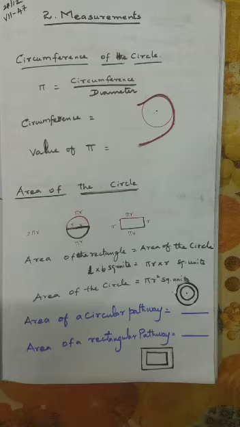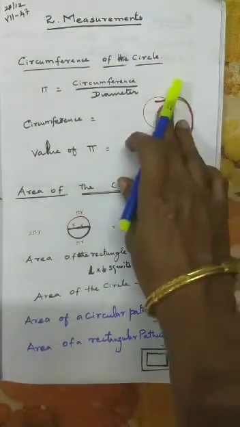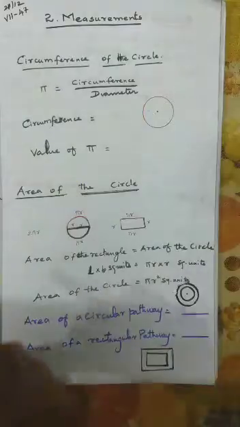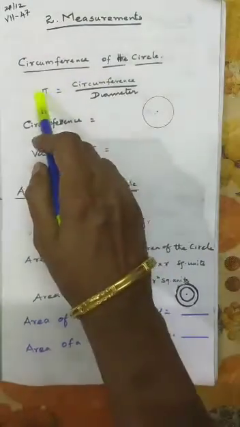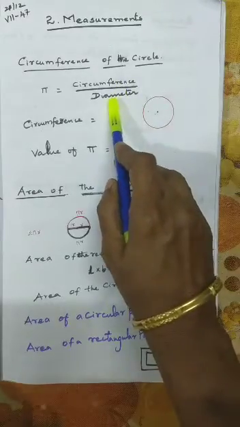In the last class we have seen measurements. In that measurements, what all have we studied? Yes, circumference of a circle. Then pi is equal to, yes, circumference by diameter.